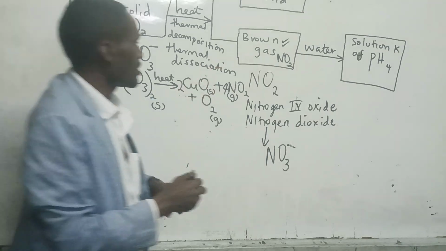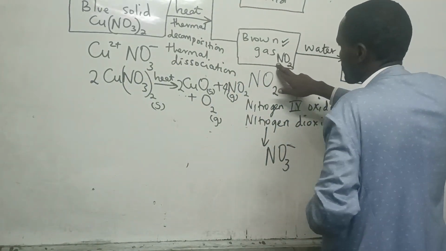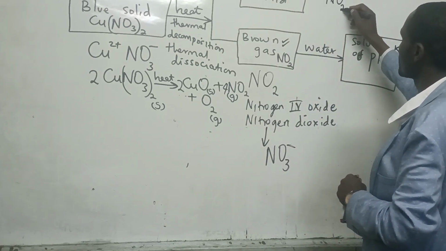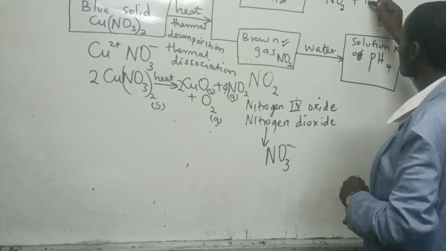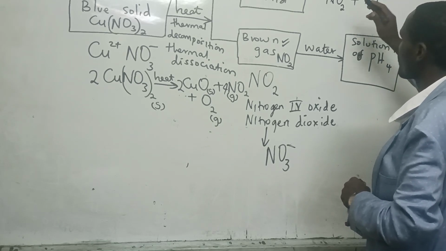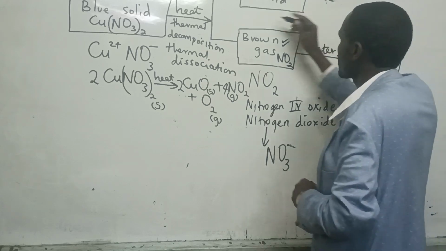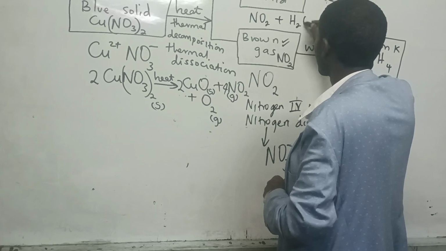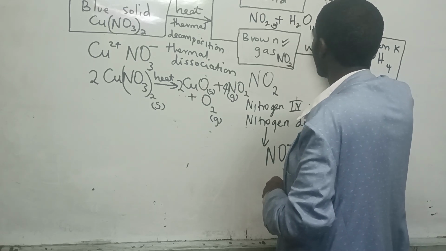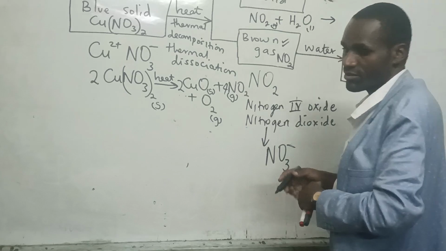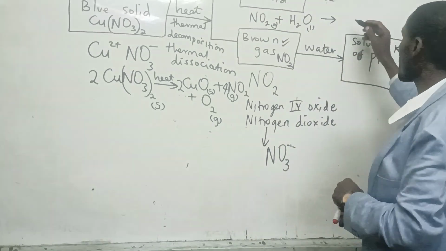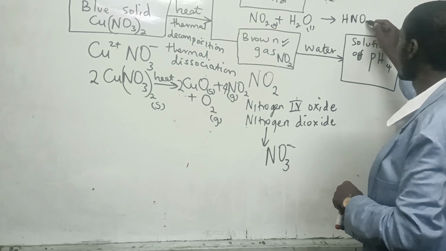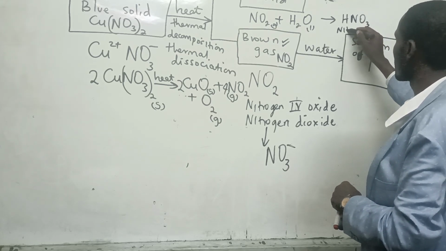So let's look at this. Now what happens when this gas, the brown gas, gets dissolved in water? So we expect to find nitrogen 4 oxide dissolved in water to form products. So let's just put this equation here. We have nitrogen 4 oxide dissolved in water. This is a gas, this is a liquid, so it forms 2 different types of what? Products. One, it will form nitric 5 acid. This is nitric 5 acid.